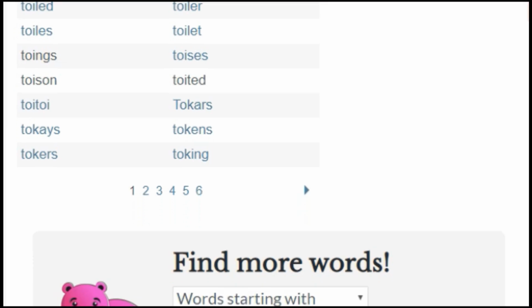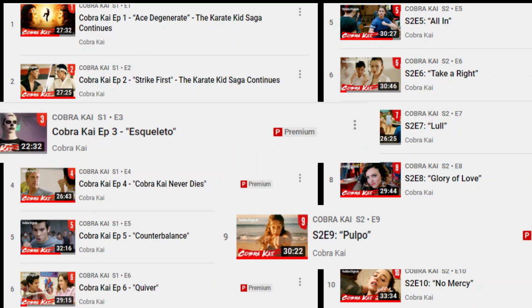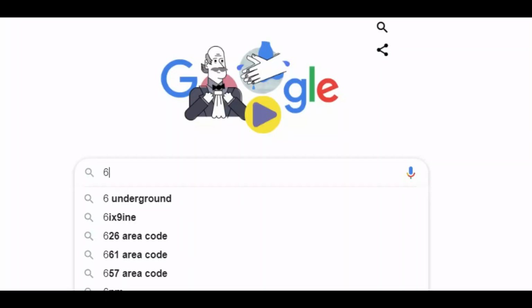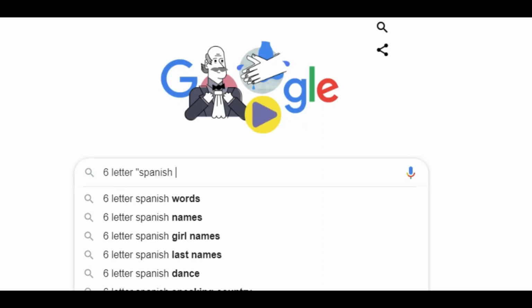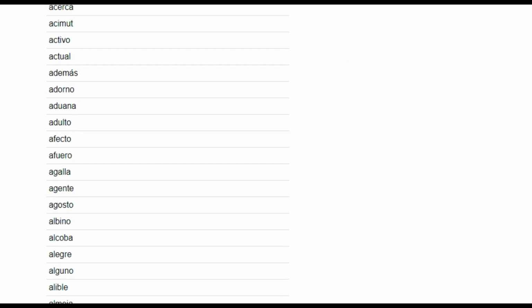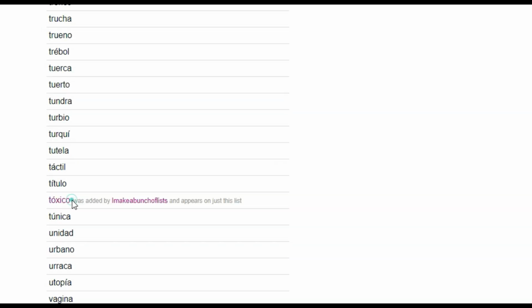Wait a minute. English language. The show has a tradition of having one episode with a Spanish title. What if this episode title was in Spanish? Let's see here. Okay. Alphabetize. Scroll down. Hey, what about that? Toxico? Let's see how it fits. And look at that. It fits perfect. Everything from what we can see to the parts we can't.